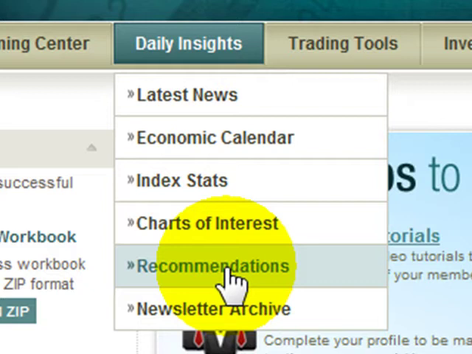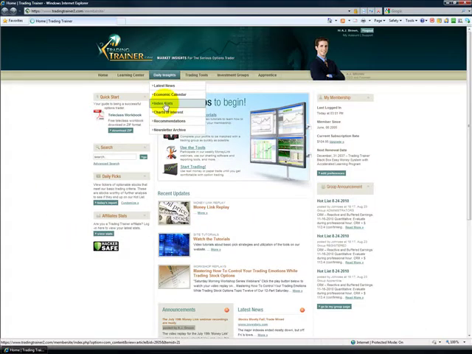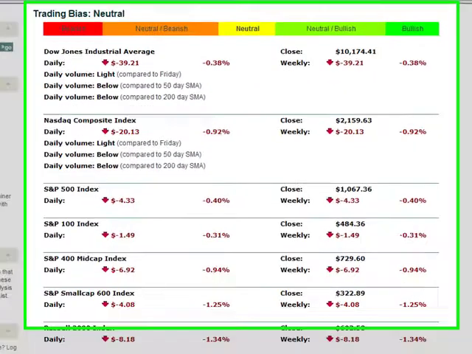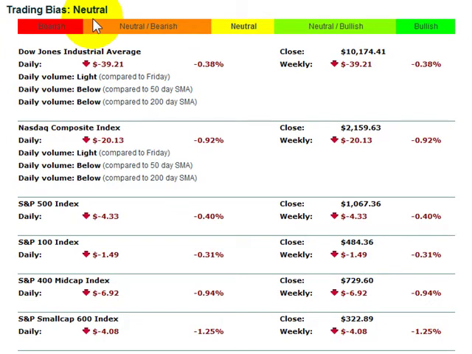But for this particular broad market analysis of this Charts of Interest series, let's go right to index stats. We've got our trading bias at neutral. Our industrials shown by our Dow Jones Industrial Average dropped 0.38% on light, below average volume. Our tech stock shown by our NASDAQ Composite Index dropped 0.92% on light, below average volume. And our large cap shown by our S&P 500 Index dropped 0.4%.